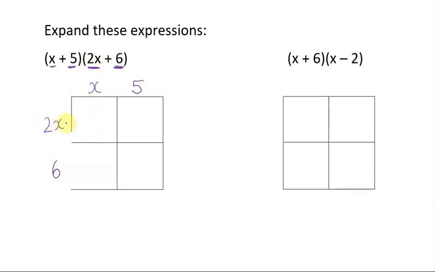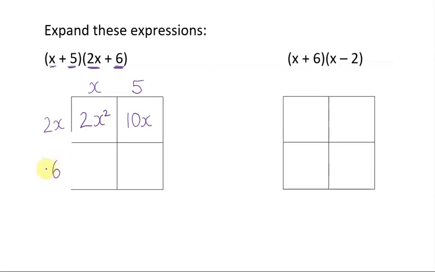So the first multiplication we do is 2x times x. So we know 2x times x will be 2. We multiply the numbers together first. Then x times x gives us x squared. So our first value of our expansion is going to be 2x squared. Then we have a look at the next square on our grid. This square will be 2x times 5. We multiply our numbers together first. 2 times 5, which is 10. And then the x, 10x. 2x times 5 gives us 10x.